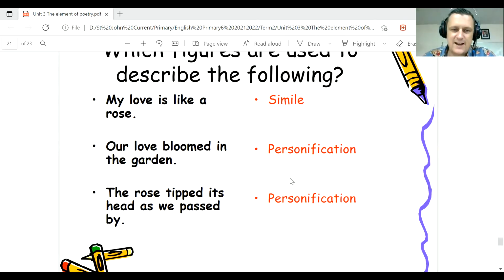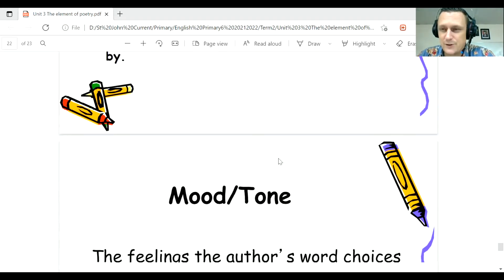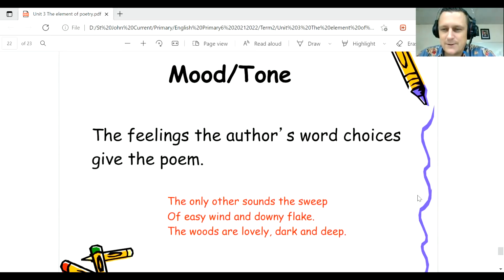The rose tipped its hat as we passed by. Roses don't tip their hats. They don't have hats like we have hats. It's totally a different thing, right? It doesn't even have a brain, probably. I'm not sure if they can feel. Do you think they can feel something? Some people think they do feel something, but that's another discussion for another time.